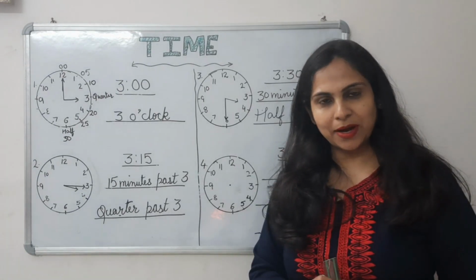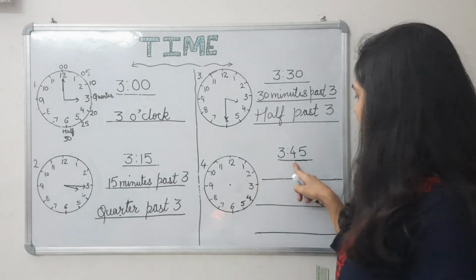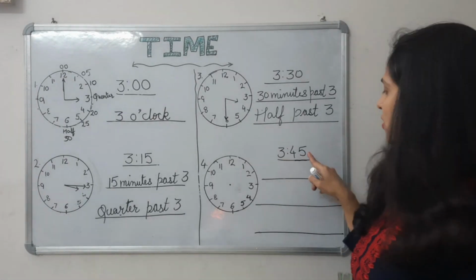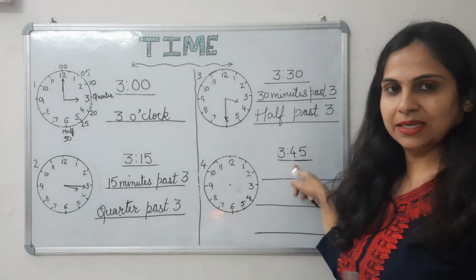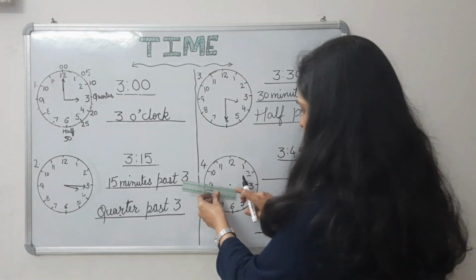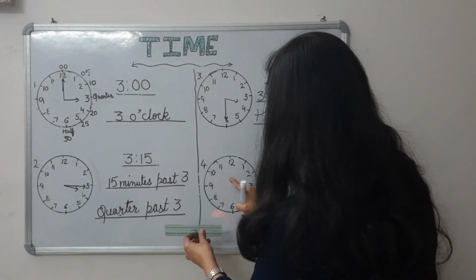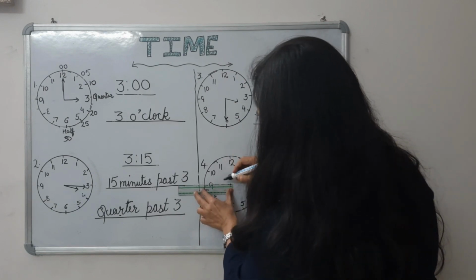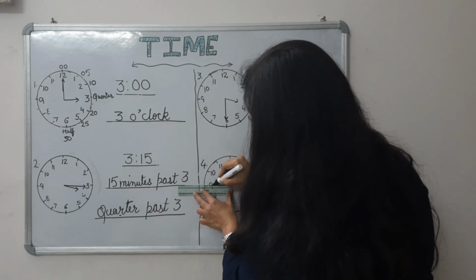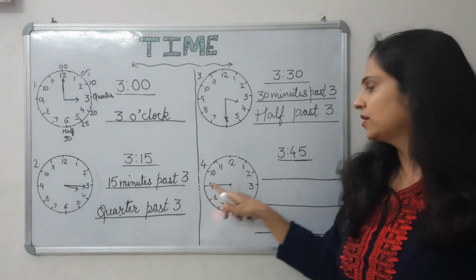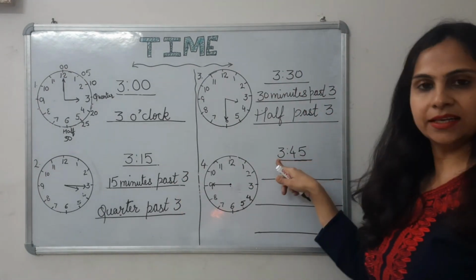Now let's do part 4. Here we have to draw the minute hand and hour hand for this time. The time is 3:45. 45 minutes means the minute hand will be at 9. Okay, now let's draw it. This is not in the center. Now let's make it in the center. Now let's make a minute hand which is longer in size. This is the minute hand, which is at 9. Fine. And our hour hand is at 3.